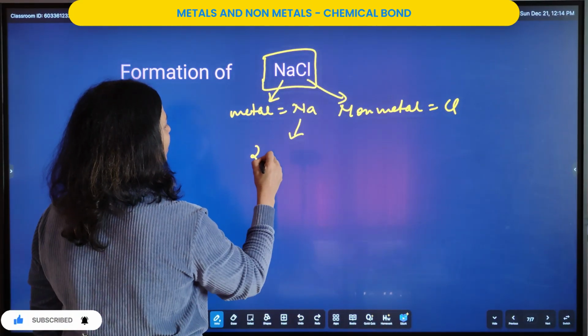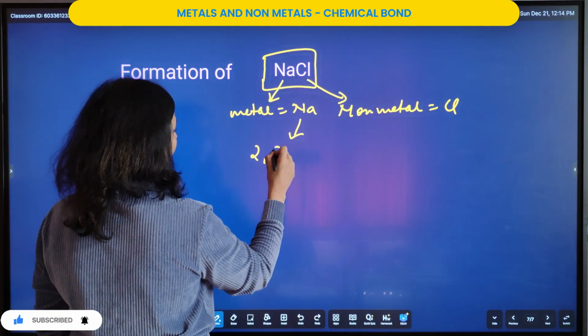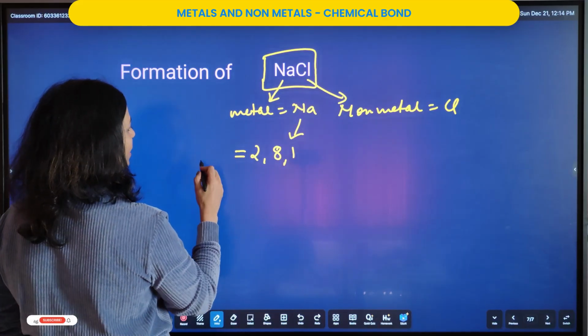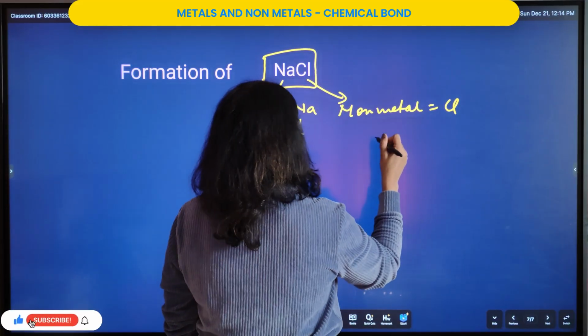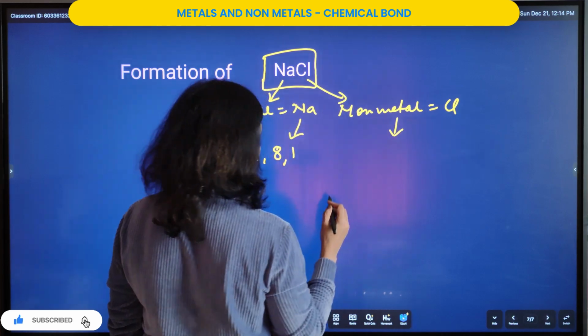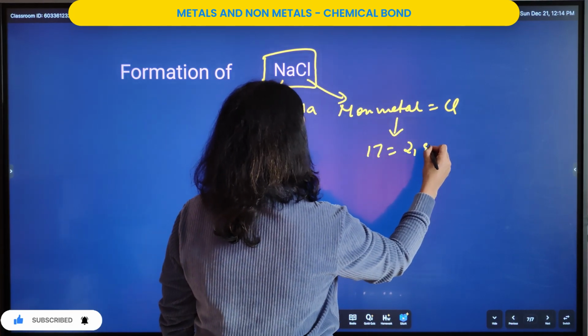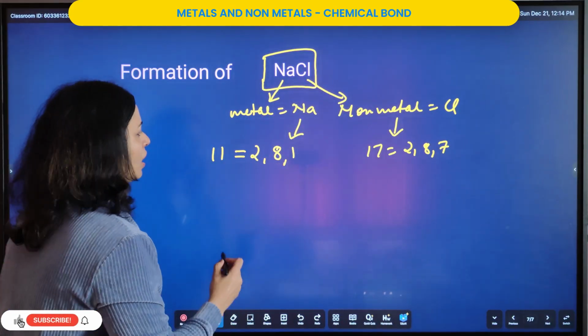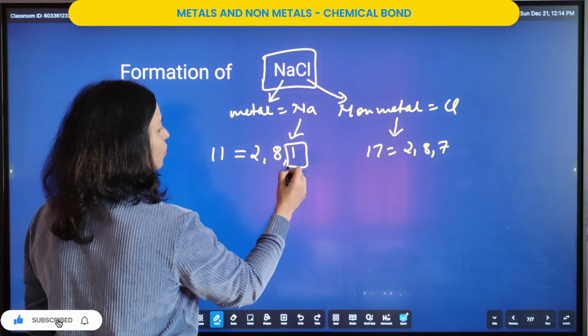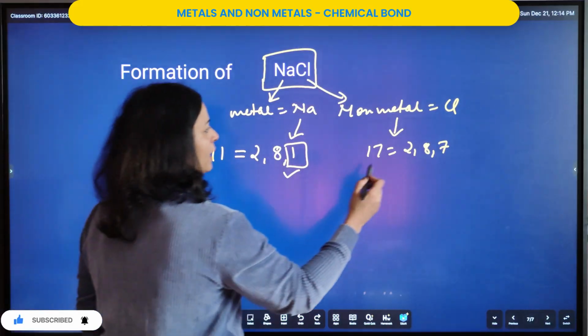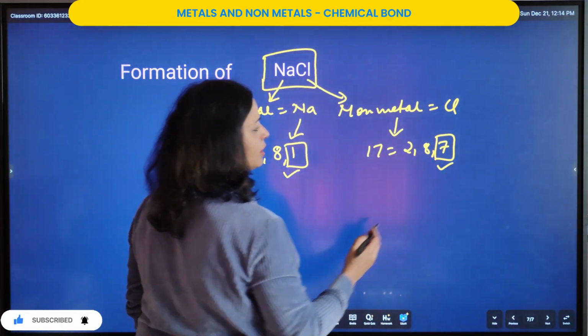Sodium's electronic configuration is 2,8,1, and its atomic number is 11, right? Chlorine has atomic number 17, with configuration 2,8,7. Now you see here, sodium has only 1 electron in the valence shell. Here chlorine has 7 electrons in the valence shell.